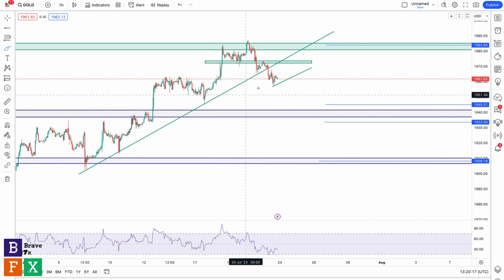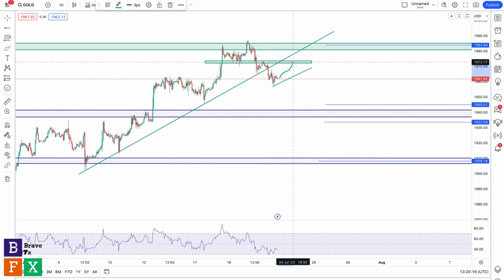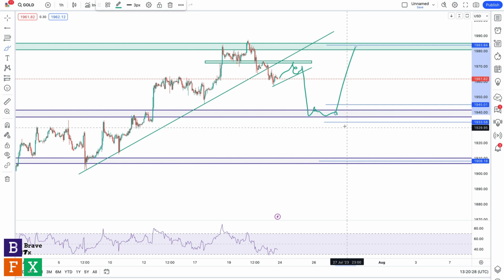So just a quick recap: I'm going to wait for price to come into this area of value, get rejected, get a consolidation, breakouts, aiming for this area of value, where I'm going to watch the price action to see if we either go up or go lower.